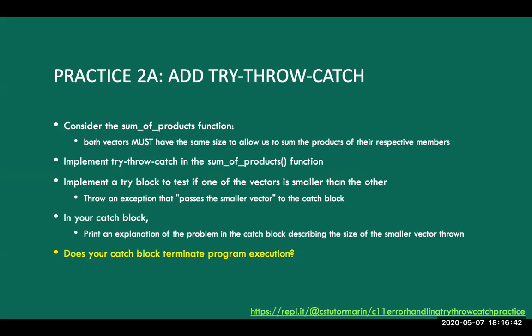But the when is kind of whenever you throw it. So if the size of the two vectors, in this case, it's a little contrived, but we're just saying, hey, in my sum of products function, if a dot size is not equal to b dot size, then we can't multiply the individual members together. So we're going to raise an exception right then and there.